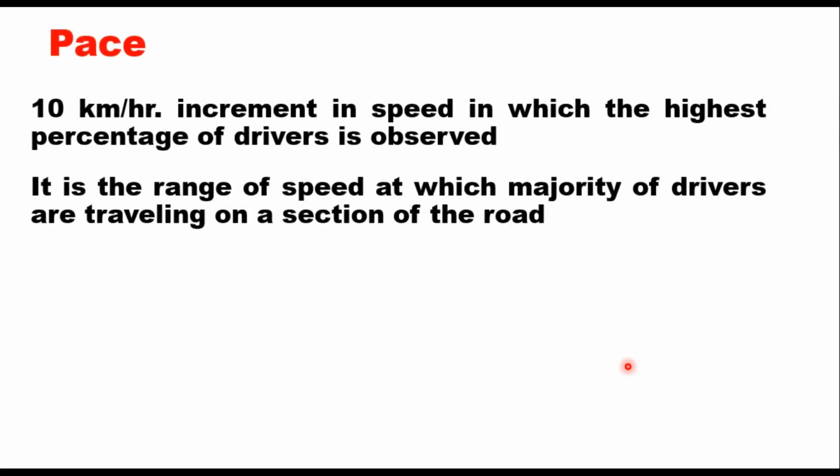And what is the pace? Pace is a 10 km per hour increment in speed in which the highest percentage of drivers is observed. It is a range of speed at which the majority of the drivers are traveling on a section of the road. And this pace is determined graphically.